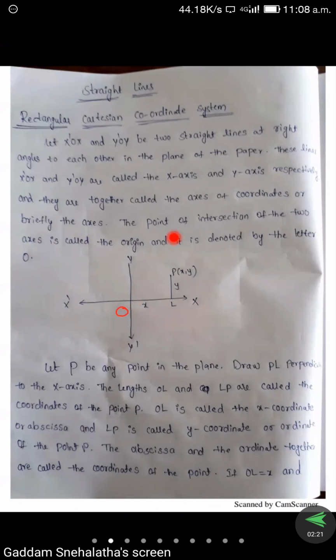Next we have to move to signs of coordinate. So here the 2 lines. What are the 2 lines we have here? X dash OX and Y dash OY.